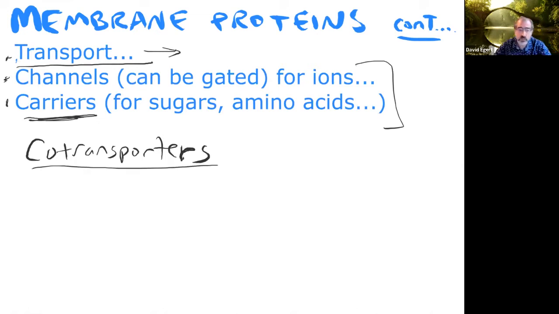So co-transporters are more fancy versions of these carriers that couple the movement of more than one molecule across the membrane. And these can be antiports or symports.